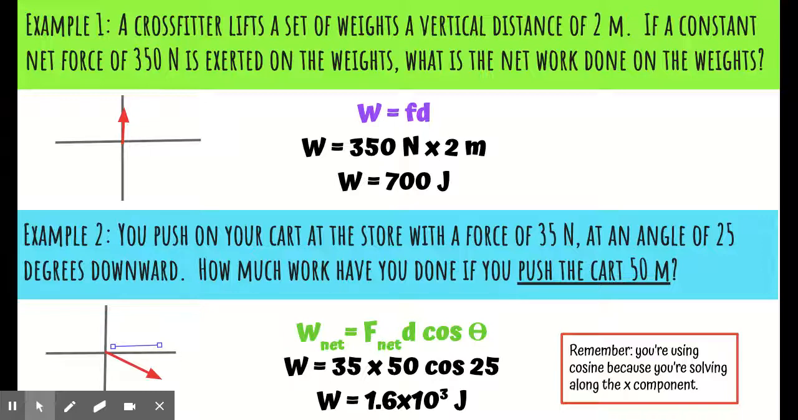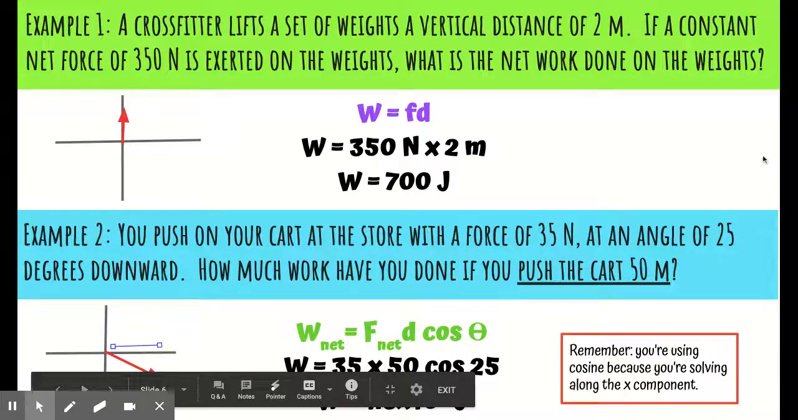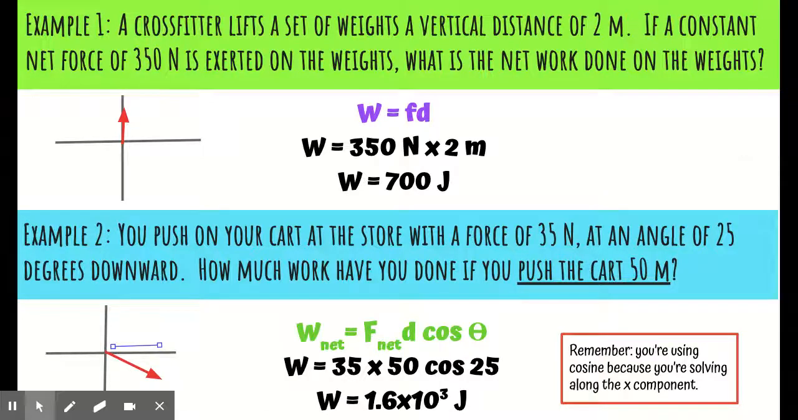The reason we're using cosine is because we're pushing the cart horizontally, right? So work has to be parallel to the displacement, right? So if the cart is moving horizontally across the ground, we want to focus just on the x-axis, not the y-axis, because the cart's not moving in the y-axis. We're not pushing it down into the ground. So for this one, you would just perform the calculations in your calculator. This one would be 1.6 times 10 to the third joules.